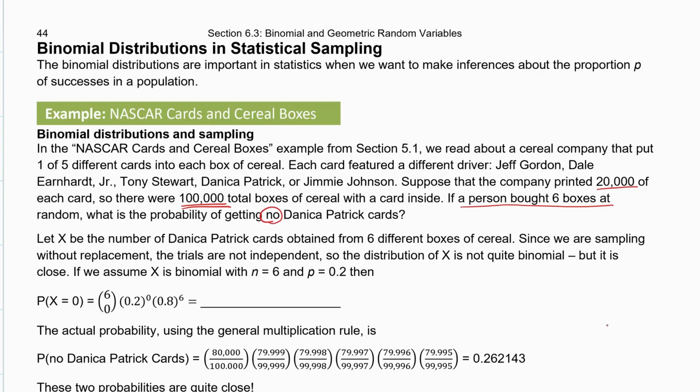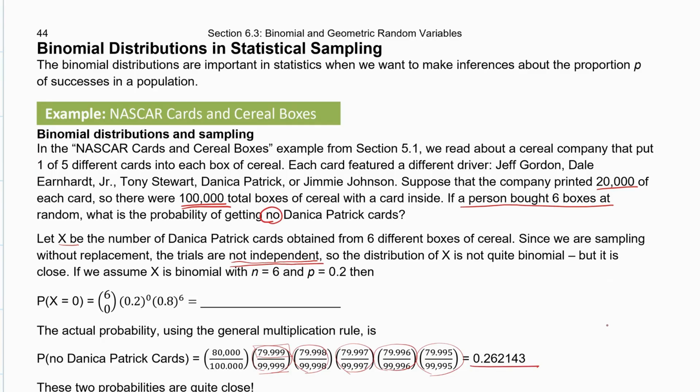Well, if we let X be the number of Danica Patrick cards, we officially cannot say this is a binomial situation, because since we're sampling without replacement, each of these trials is not independent. Each of the trials, the probabilities change just a little bit. After the first card's pulled, there are fewer cards in the box and fewer cards that aren't Danica Patrick.